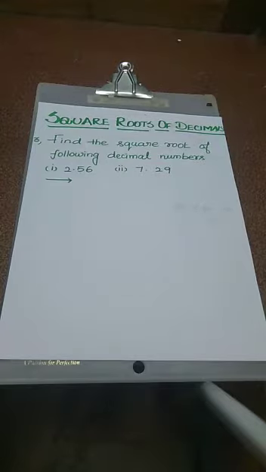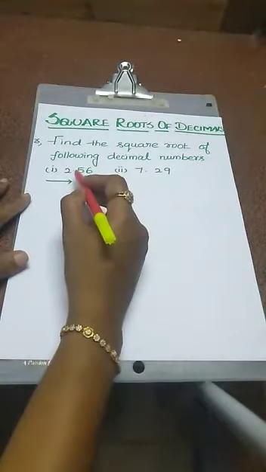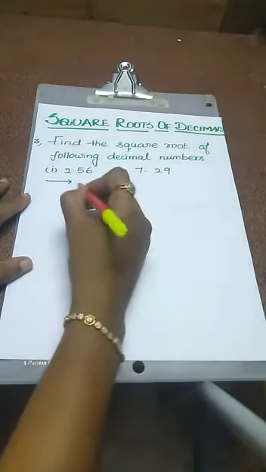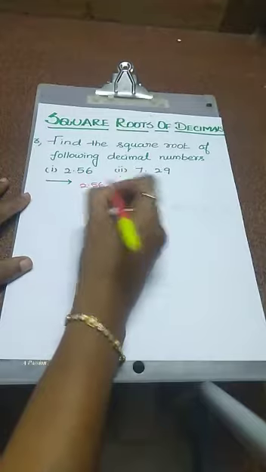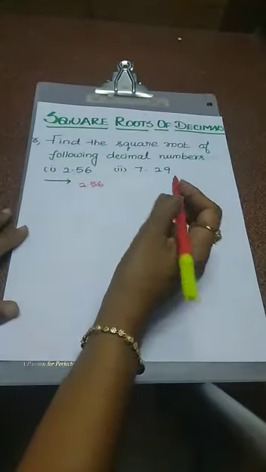Here is the first problem. Find the square root of the following decimal number. The given number is actually 2.56. Suppose we have a normal number, 256, we have to calculate the square root of 256 using the division method. Here also we are going to follow the same method, but here we are discussing decimal values also. So first write the value 2.56. This is our given number.